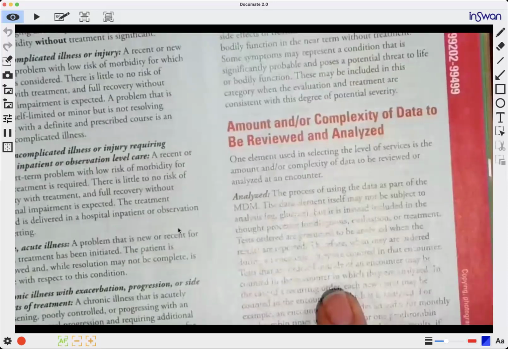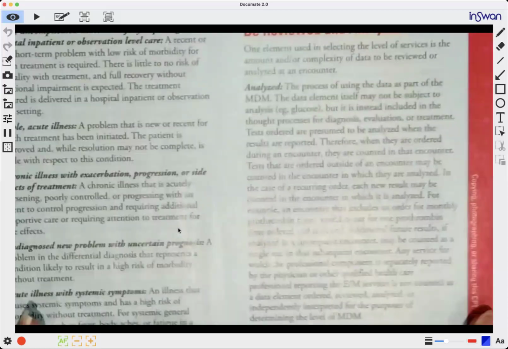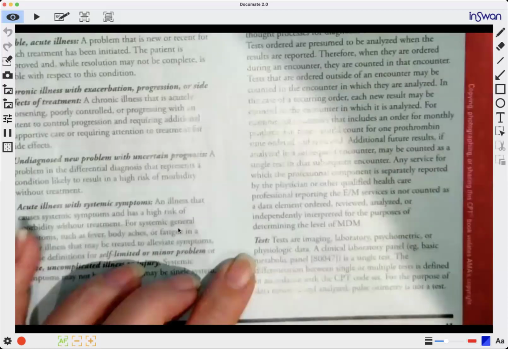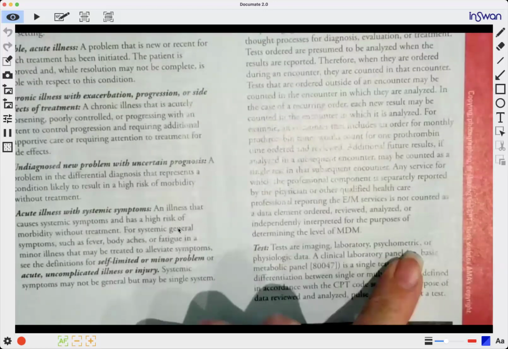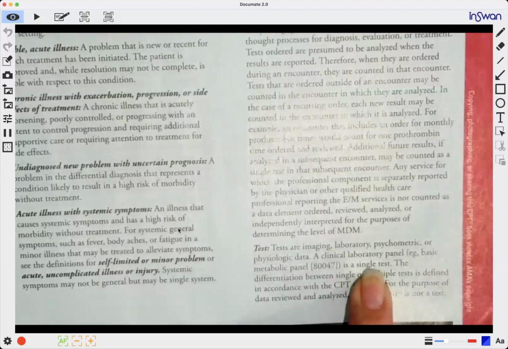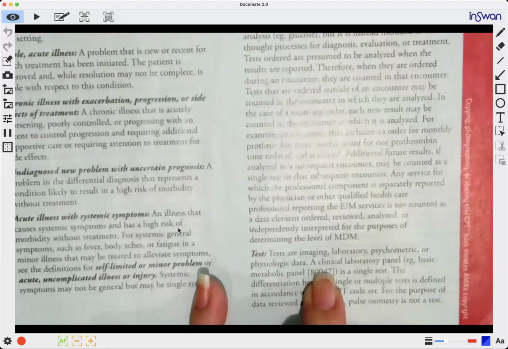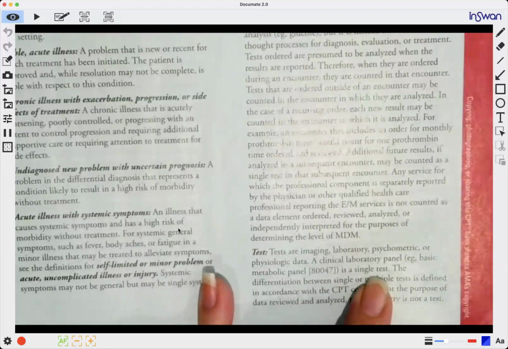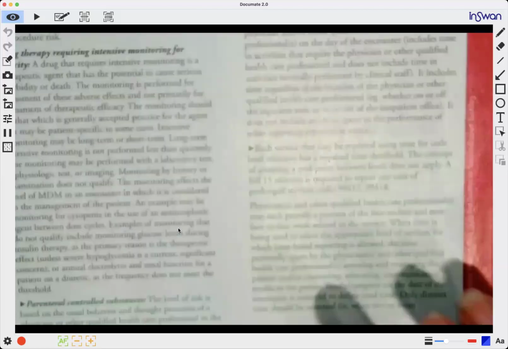And it tells you, what does it mean to analyze? What does a test mean? Tests are imaging, laboratory, psychometric, or physiologic data. Lab panel is a single test. So even though a lab panel might have several components to it, it counts as a single test. So these definitions and criteria are important.